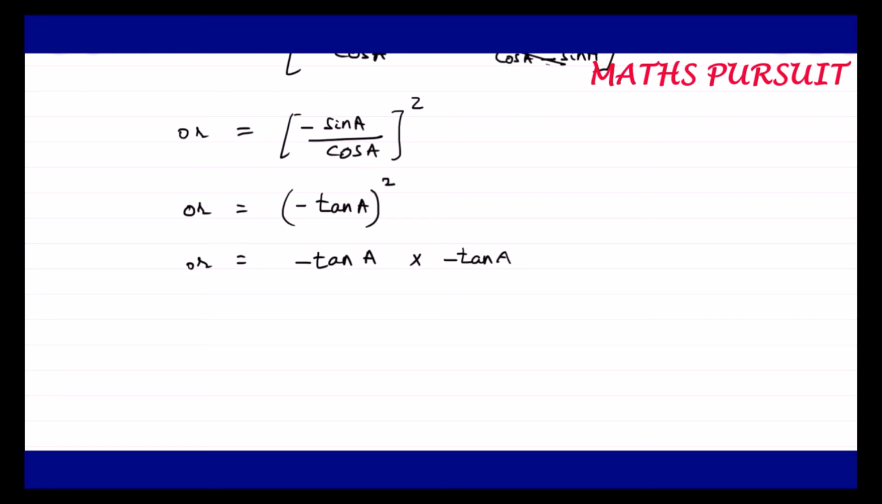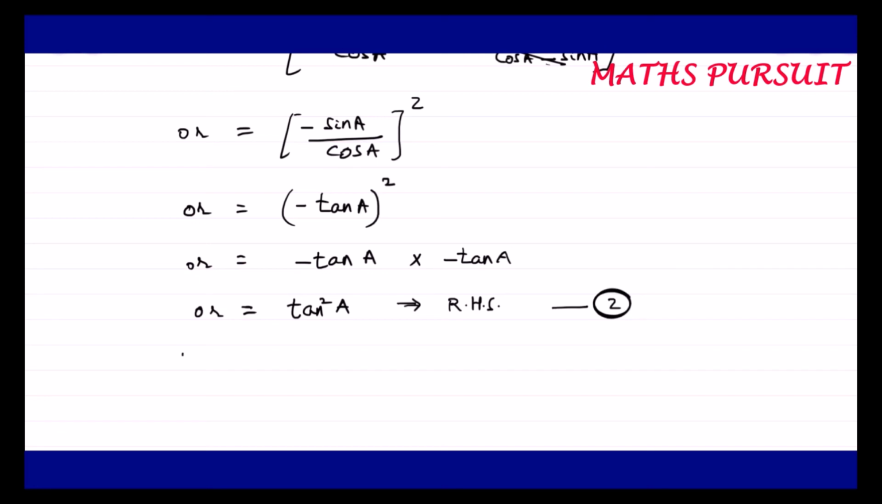I hope till here we are pretty clear, because if I write 3 to the power 2, that means 3 into 3. Similarly, minus tan A to the power 2 is nothing but minus tan A into minus tan A, just like minus 3 into minus 3 becomes plus 9. So minus tan A into minus tan A will become plus, I can write tan square A. That is nothing but the right side of the equation. So this is our equation number 2.